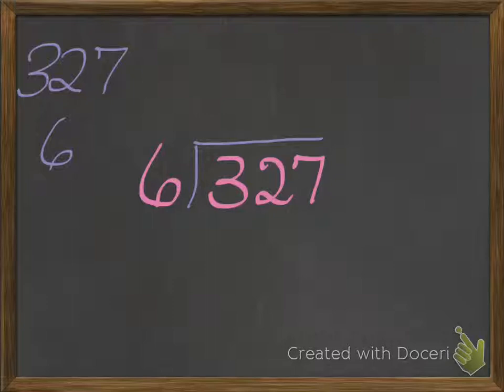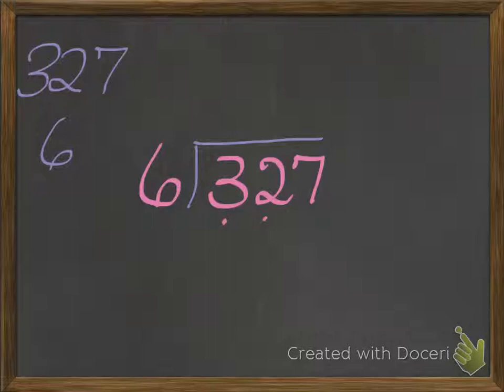So if I have 327 divided by 6, I look at the first digit in the hundreds place, and I notice that that 3 is going to be divided by 6. Well, 3 can't be divided by 6. If I had 3 brownies and I wanted to share them with 6 people, I couldn't give each person a brownie. So I have to think that there's actually a 0 there, but I'm not going to need to write it, because that's the very first digit. So I don't have to write it.